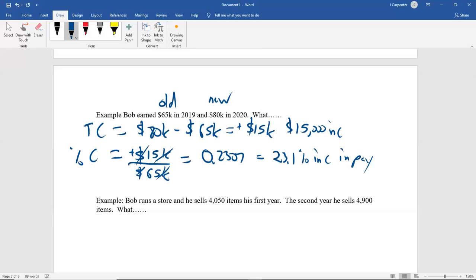Not in that order, total change, then percent change. You can't do percent change without knowing the total change because it's one of the parts of the formula. Well, how did you know that? Look at the formula.